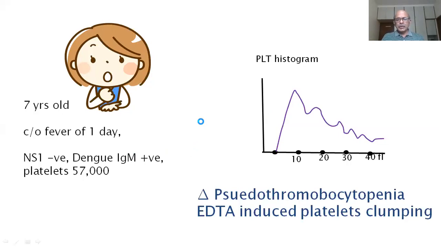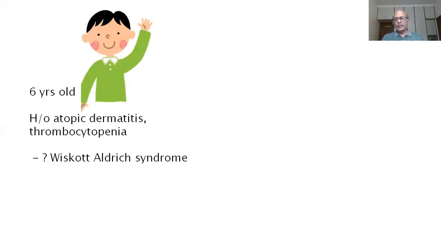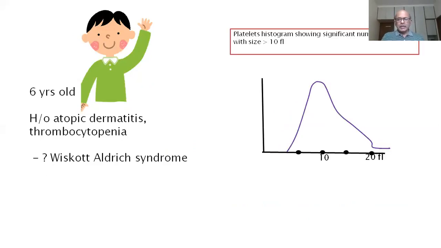This 3-year-old child had severe atopic dermatitis and came to me with thrombocytopenia. I immediately got very happy with myself. I thought I had diagnosed a rare condition, Wiskott-Aldrich syndrome. Did the CBC, and I found that most of these platelets were more than 10 femtoliters in size. Large platelets rule out Wiskott-Aldrich syndrome.